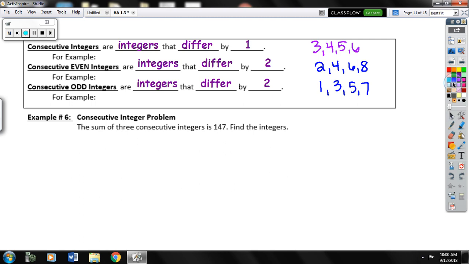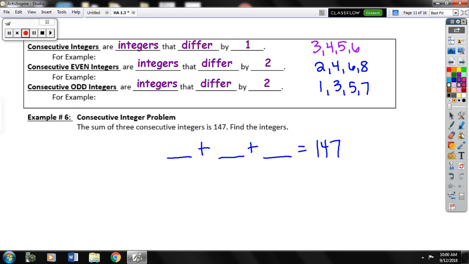Now, some of these you could just guess and check, especially if you had a calculator. You could just play around until you figure out what 3 numbers there are. But sometimes the problems will get more difficult, so I'm going to teach you strategies to use algebra. So it says the sum of 3 consecutive integers is 147. So it's saying when you add 3 numbers that are consecutive, you get 147.